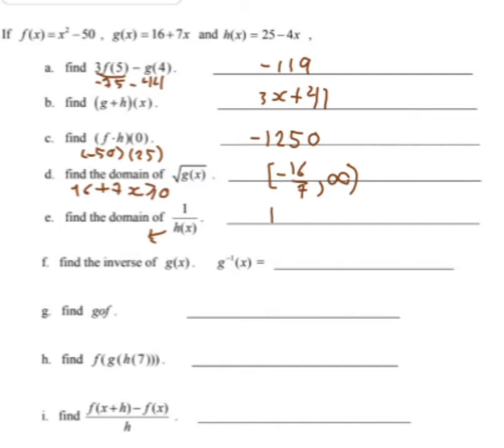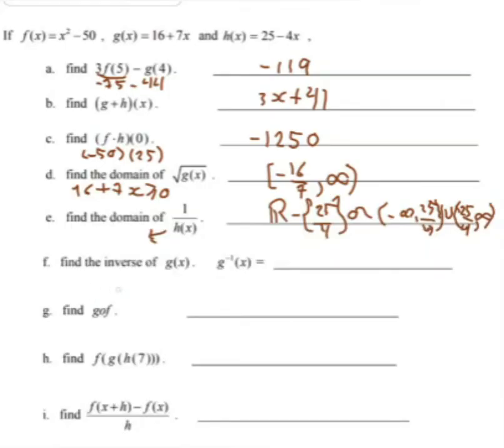So for all real numbers, you can write R minus, you must remove 25 over 4. Or you can write negative infinity to 25 over 4, excluding, union, together with 25 over 4 to infinity, excluding 25 over 4. You can write it this way.